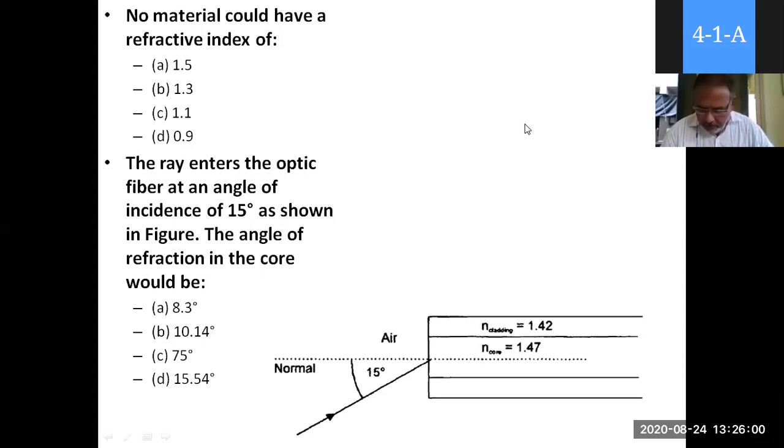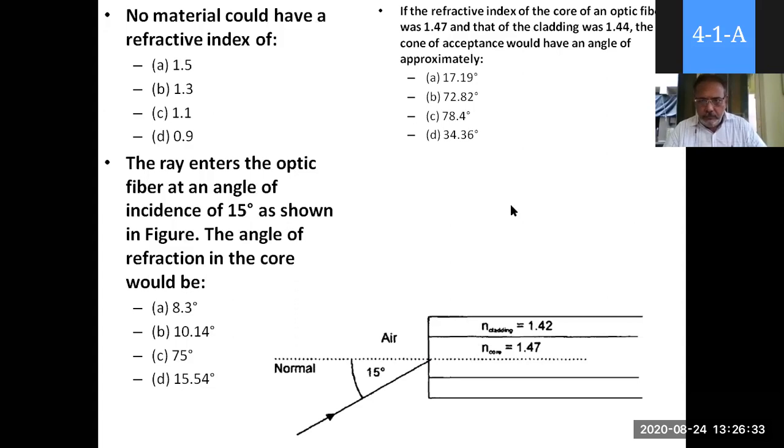You can apply Snell's law. What is there? n1 sin theta 1 is equal to n2 sin theta 2. See here, n1 means air, so 1. Sin theta 1 means sin 15 is equal to n2 sin theta 2. Refractive index here simply. Right. Next question. You can see here.